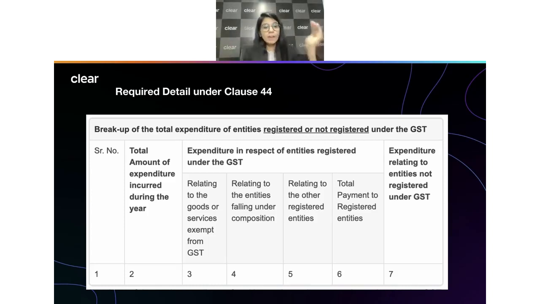So when I have purchased something or done some expenditure, and this purchase has been done from the registered person, there also I have to further give a breakdown. And what is that breakdown? That out of this, what were the purchases you have made which were exempted or nil rated, right? So they're saying, tell me the total expenditure in respect of the entities registered under GST, which is relating to the goods or services exempt from GST. It could be goods or it could be exempt services.